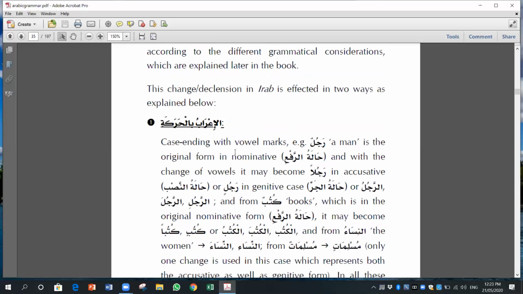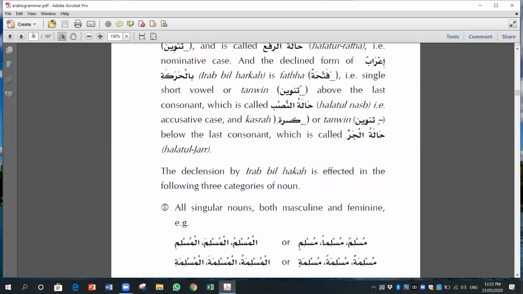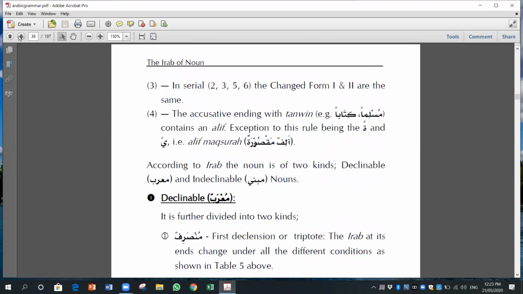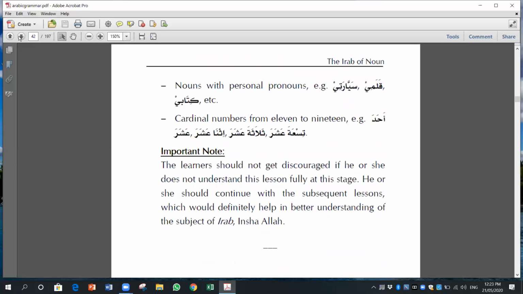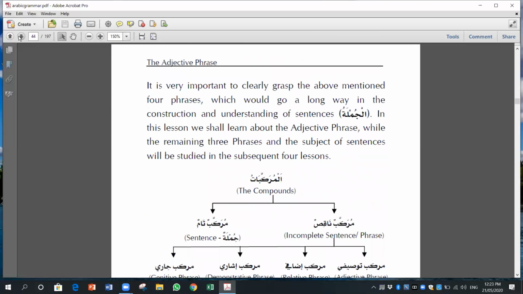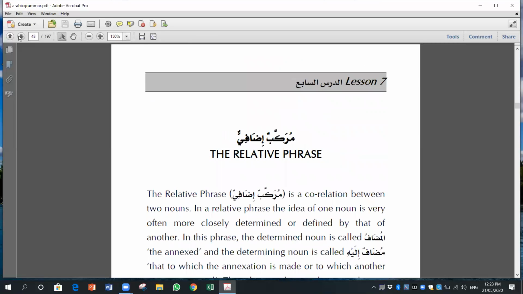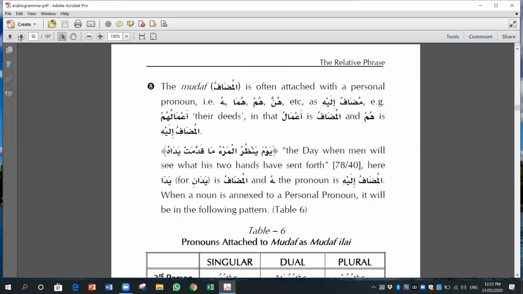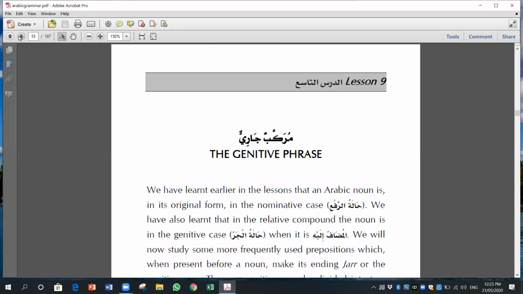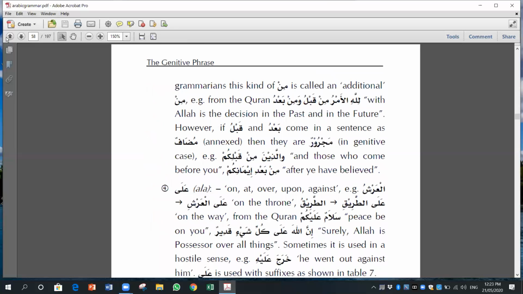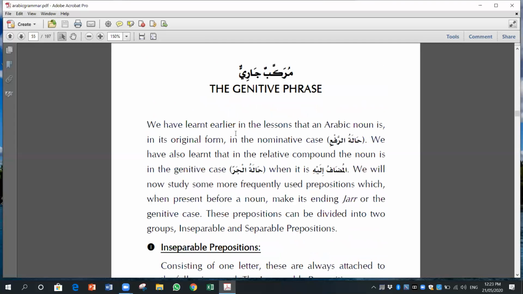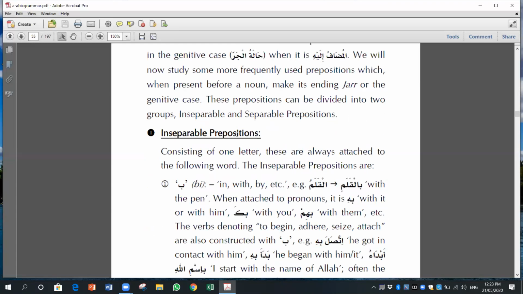I don't know where they are, but they're very important. If we can, just let me see. They started with murakkabat now. Oh, murakkabe jari. Yeah, these. Okay, let's do this.